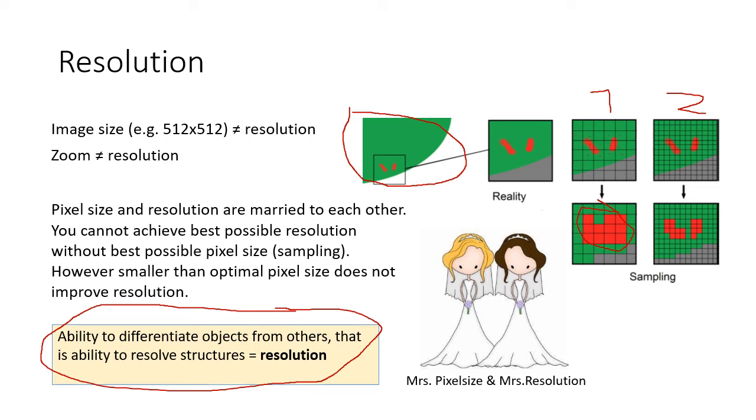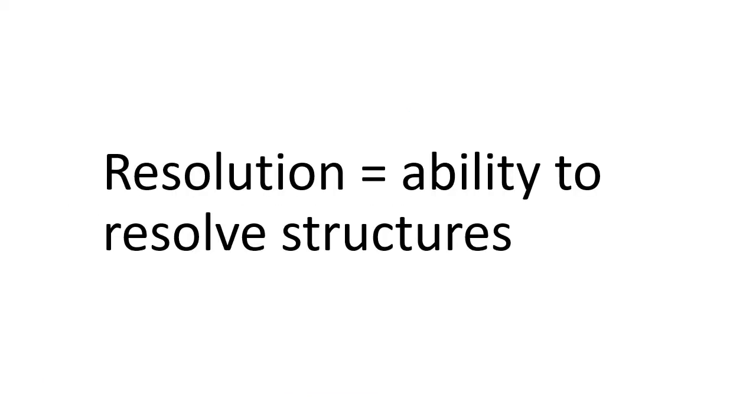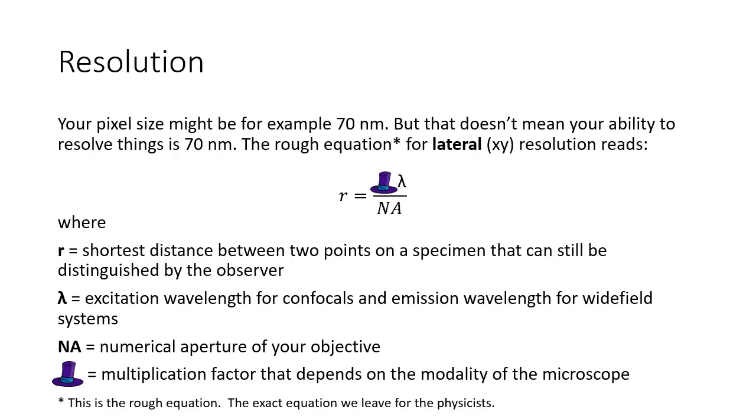And this is the definition of resolution: the ability to differentiate structures. Resolution is the ability to resolve structures. Resolution is usually given in nanometers, and it's basically a measure of how close you can have structures and still see them separate. Your pixel size might be, for example, about 70 nanometers, but that doesn't mean that your ability to resolve things is 70 nanometers.